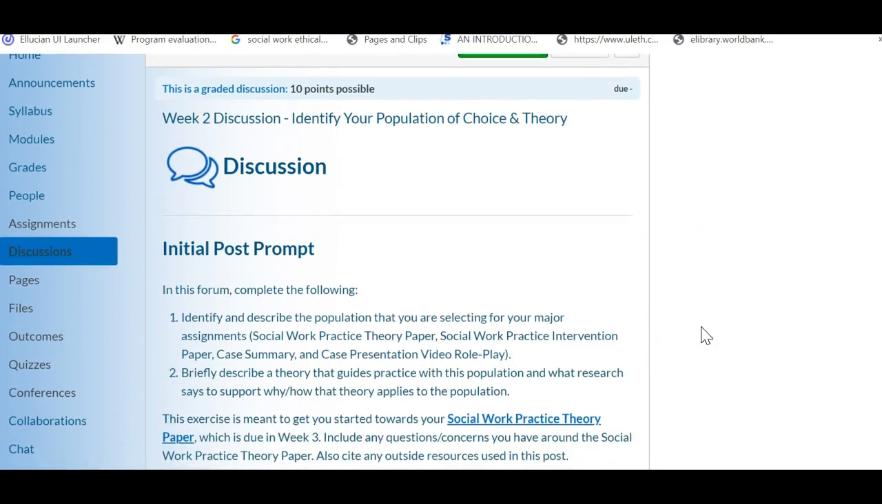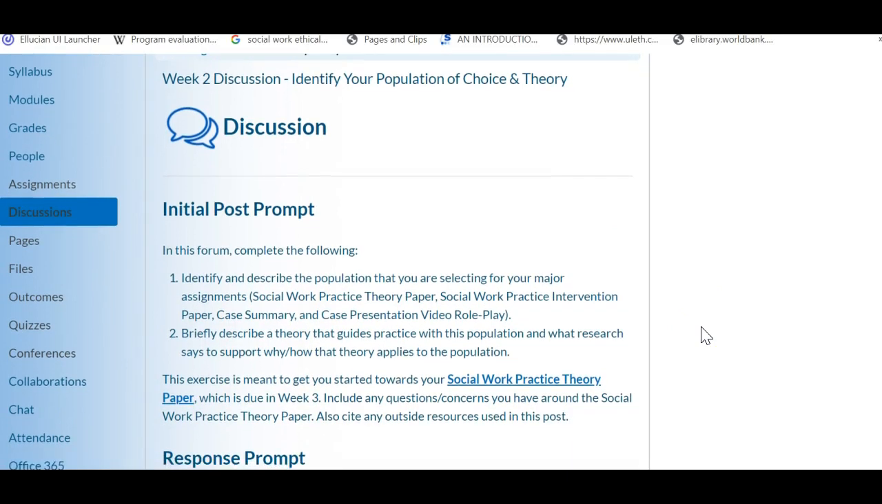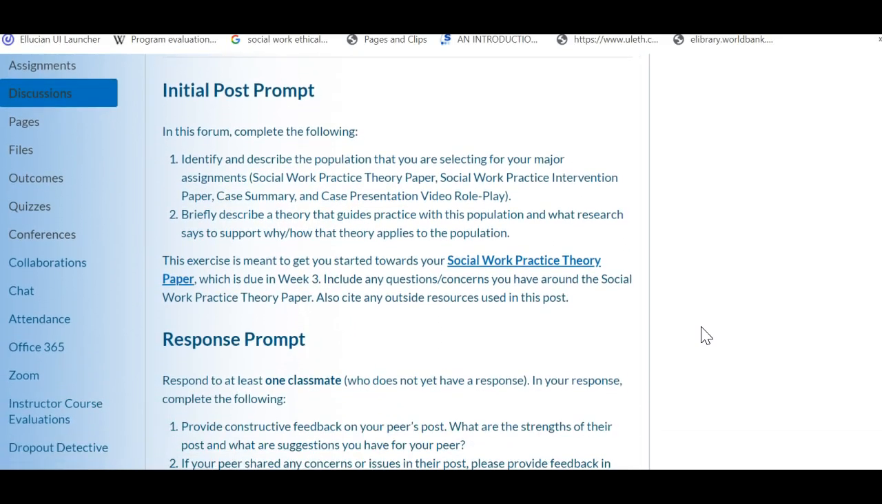And then secondly, equally important is to identify your population of choice in theory. This one will go directly towards your beginning to think about the papers that you'll have going forward. So in your initial post prompt, you'll identify and describe the population that you're selecting for your major assignments. The practice theory paper, the social work practice intervention paper, and so on and so forth. So the population will be the same for all of those papers.